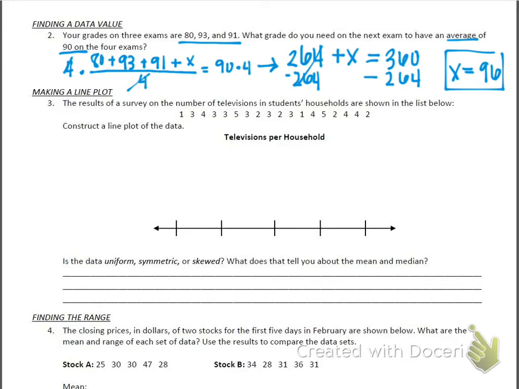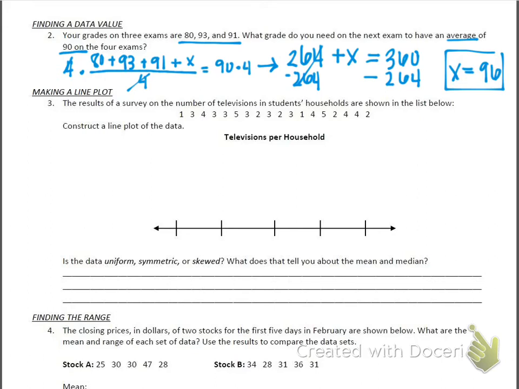Okay, guys, let's make some line plots. So making a line plot. The results of a survey on the number of televisions in students' households are shown in the list below. So I listed a bunch of data. I want you to construct a line plot of the data, and then we're going to answer the question, is it uniform, symmetric, or skewed? What does that tell you about mean and median?